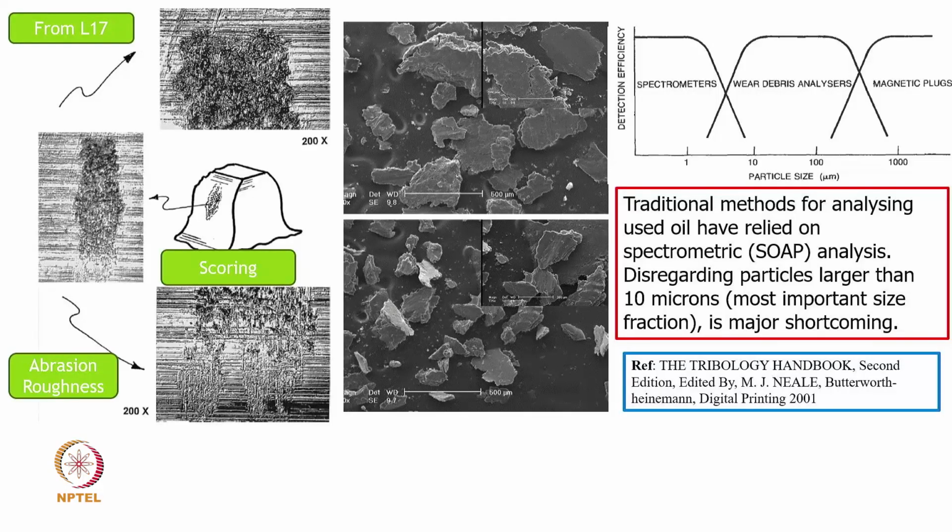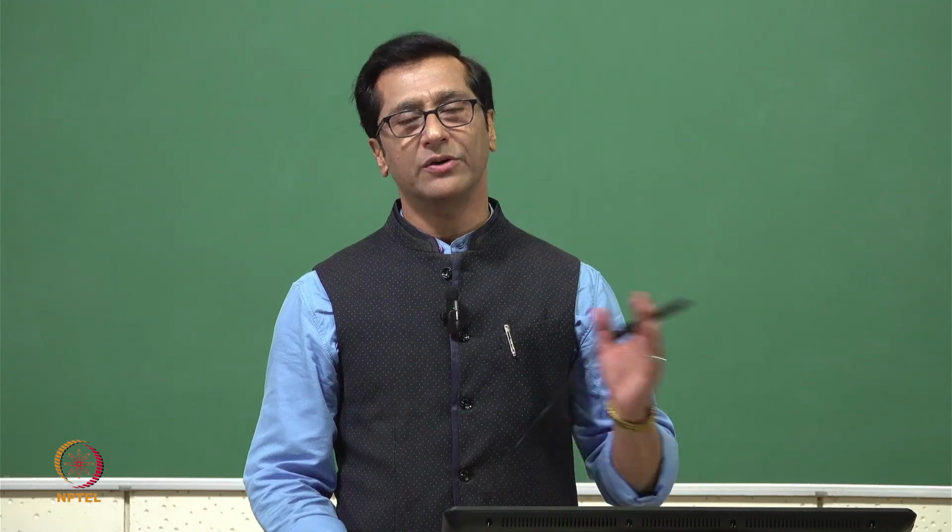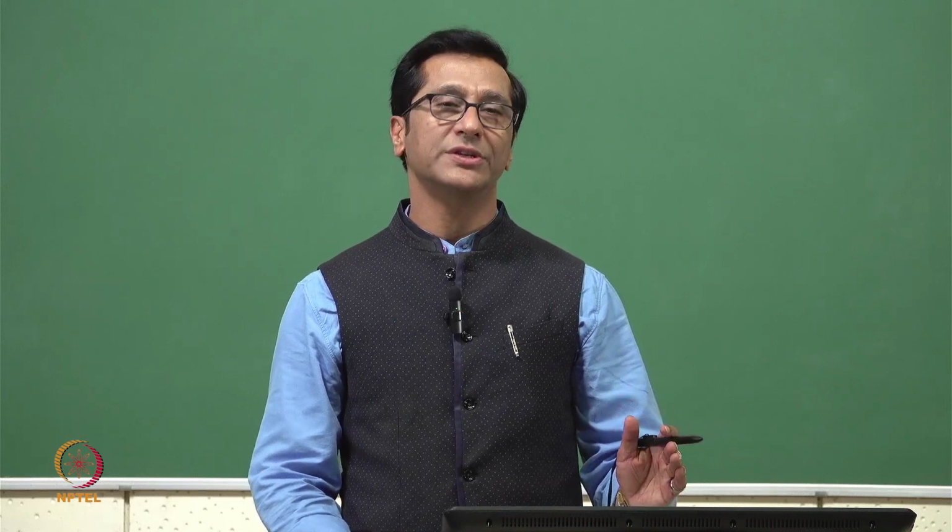I'm just showing a previous figure. In lecture 17 we showed scoring of the gear, and then we showed a mark and a zoom of this one at 200x. Similarly, we showed scratches over here. Now the question comes: instead of going to this stage of gear failure, because gear teeth cannot be taken away from the gears without cutting or damaging it.